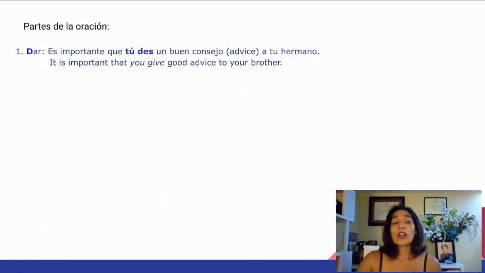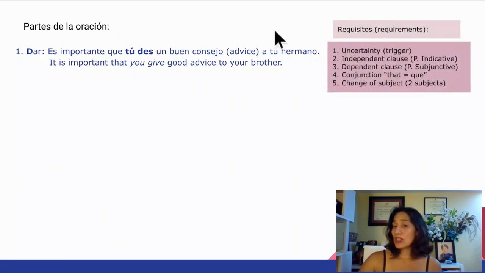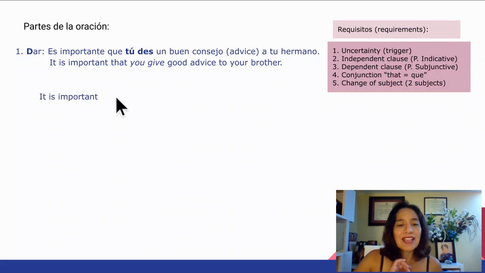To do so, we are going to check cuáles son las partes de la oración. So what are the parts of the sentence? Ojo, in order to use the subjunctive, we need to fulfill these requirements. So we gotta be sure that our sentence has all these requirements listed here. That way, we are able to use the subjunctive. Otherwise, do not use it. Okay? So let's review this section.